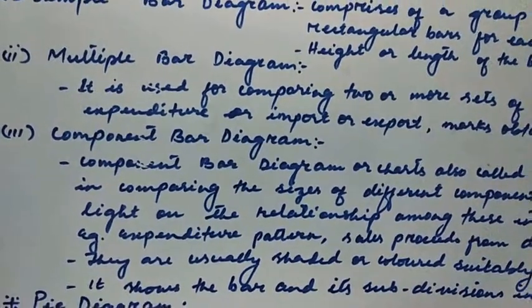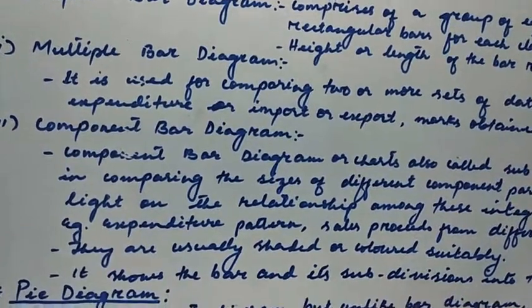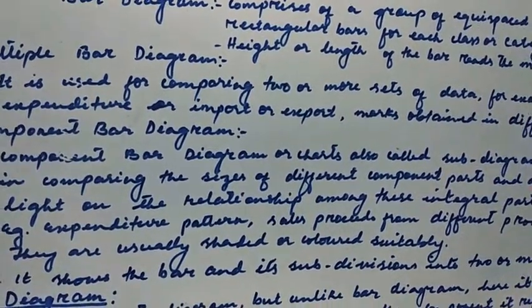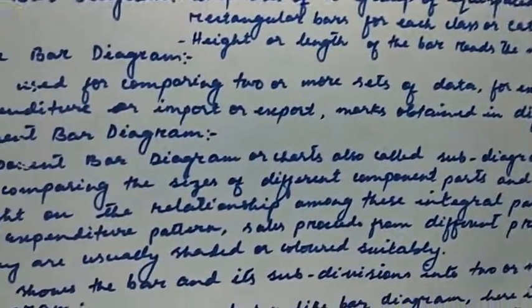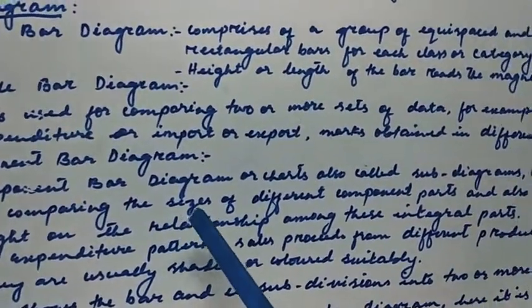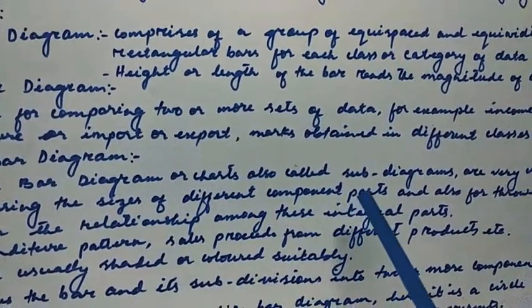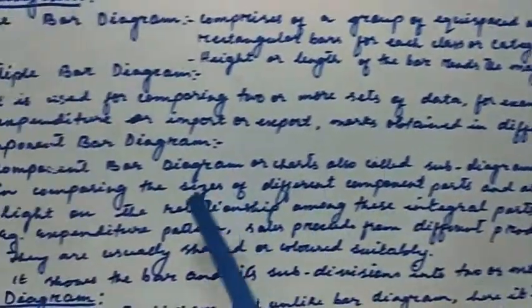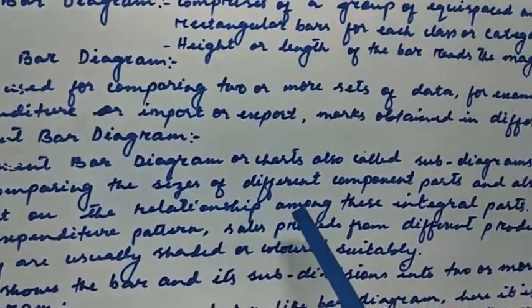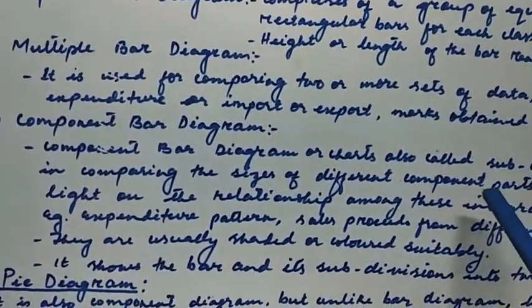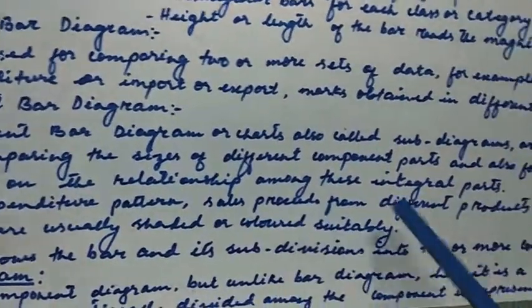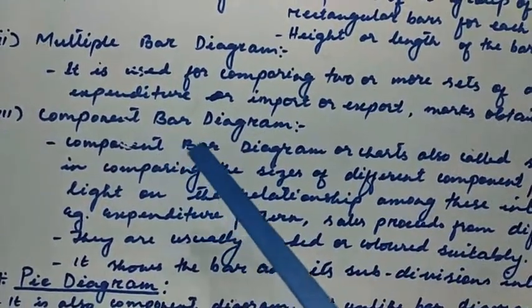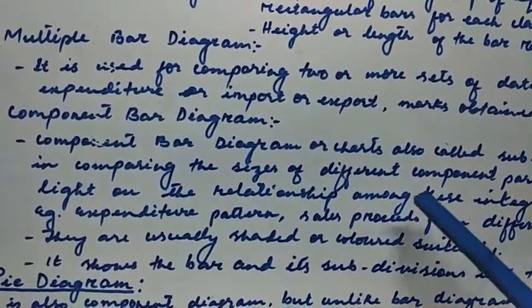Moving on, the next is the component bar diagram. Component bar diagrams or charts, also called sub-diagrams, are very useful in comparing the sizes of different component parts, and also for throwing light on the relationship among these integral parts. For example, expenditure pattern, sales proceeds from different products. In all these cases we use this component bar diagram to represent the data.